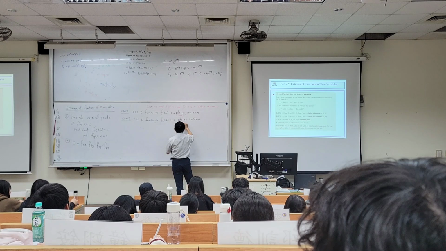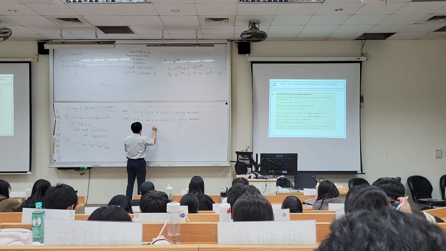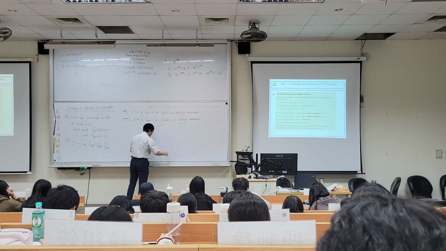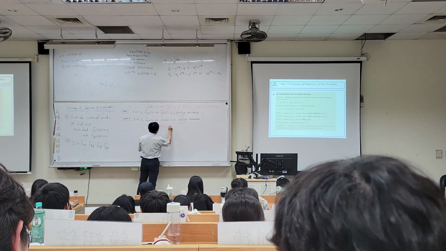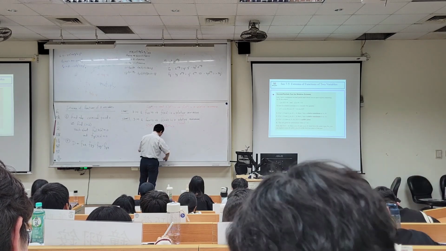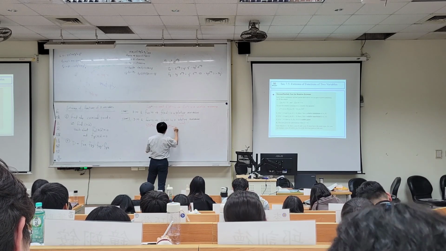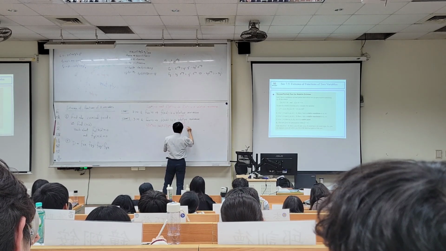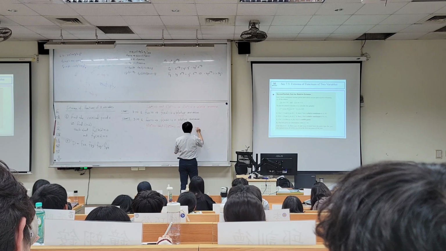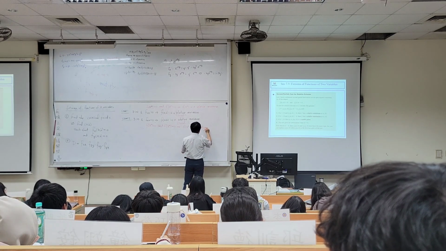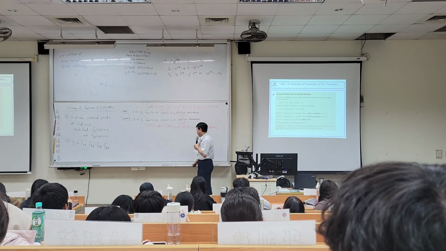And here, if the first derivative is 0 and the second derivative is negative, this implies f of x star is a relative maximum. It's similar to the earlier case.